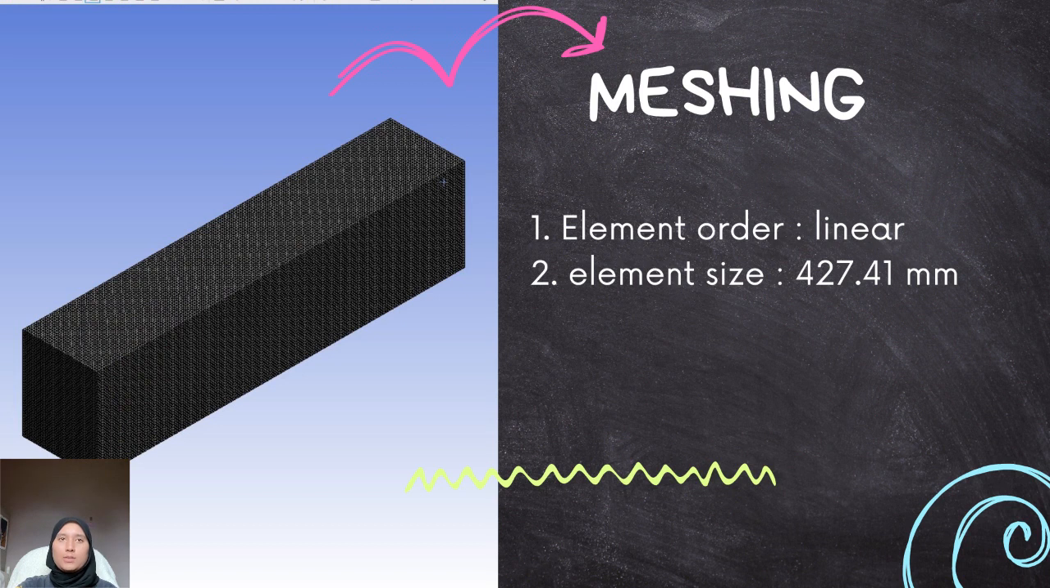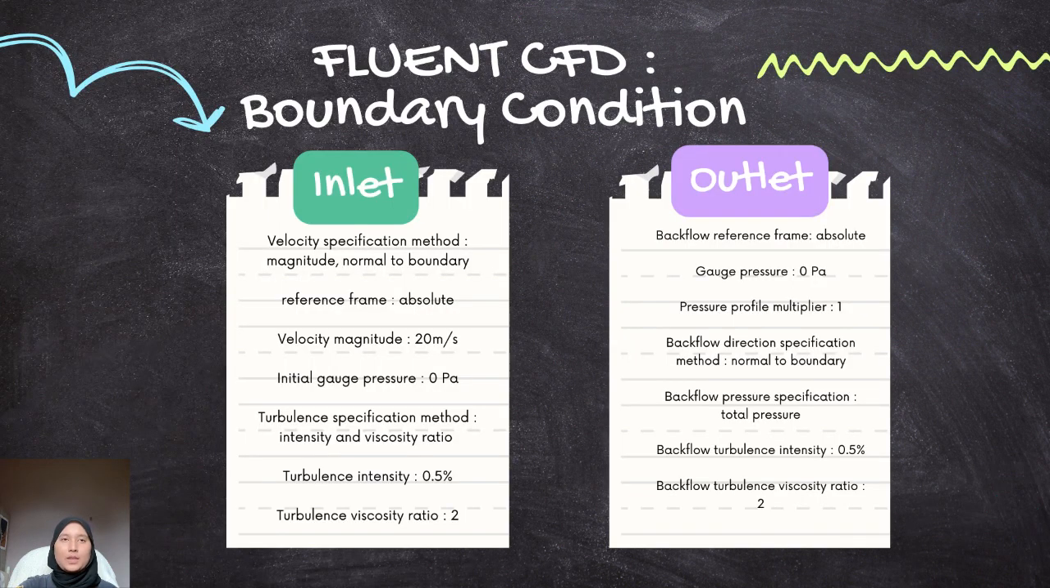In the details of the mesh window, we can see the element order was set to linear and the element size was set as default at 427.41 mm. Then we click the Generate tab to obtain the mesh result as shown in the slide.